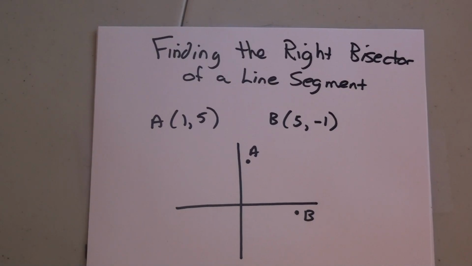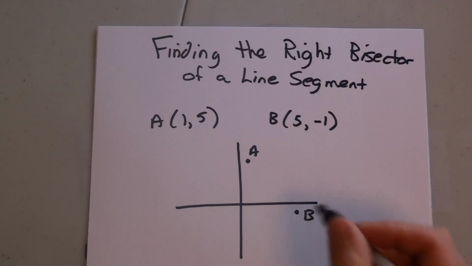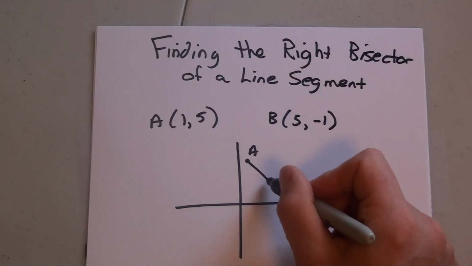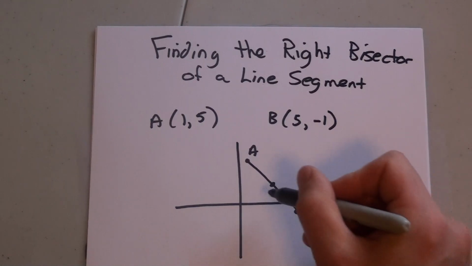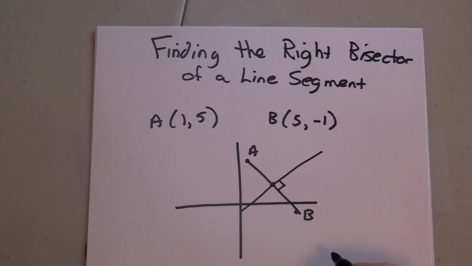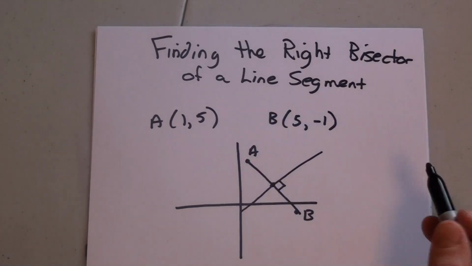This video is on determining the right bisector of a line segment. A right bisector is if you take your line, and bisector means you're going to cut it right in half at some point, and you're going to go out and find a new line going out that is perpendicular to the original line. So we need to keep all those things in mind.